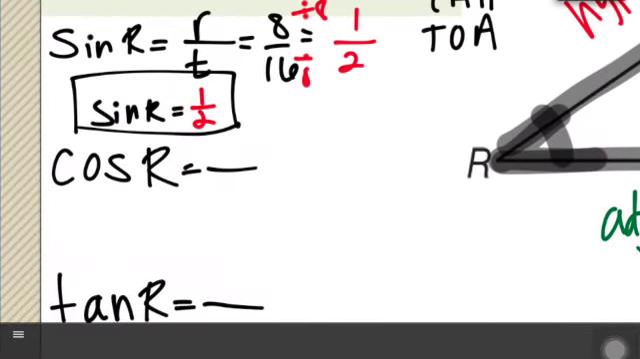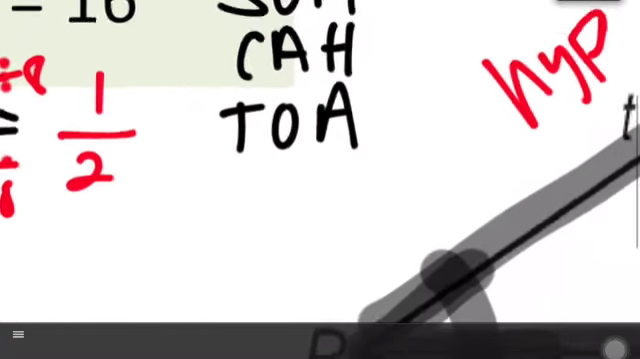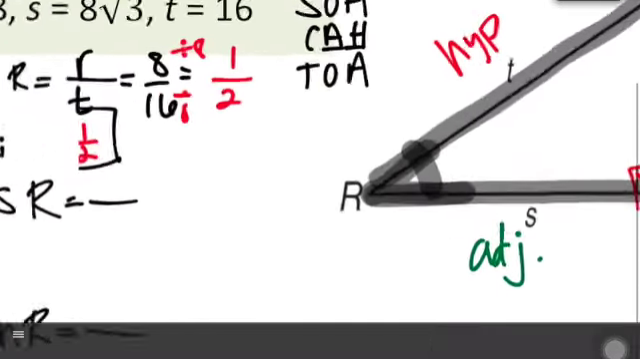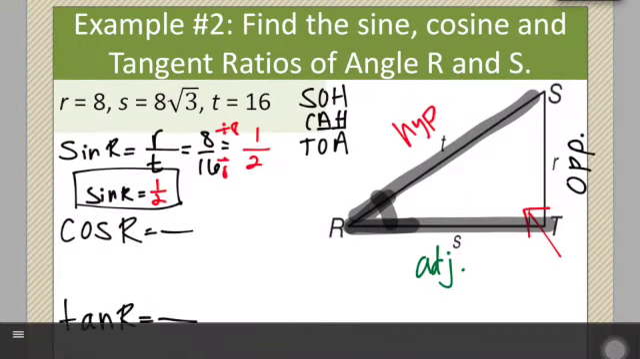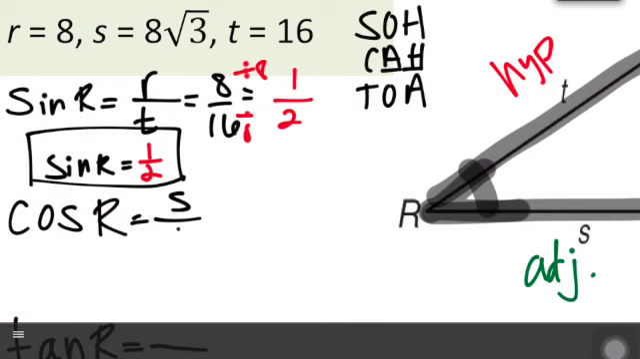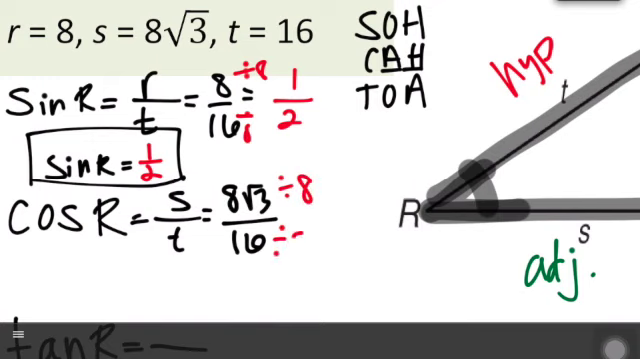The cosine of R is equal to the adjacent over the hypotenuse. So my adjacent side is S, and my hypotenuse is T. Let's replace those values. We know S is equal to 8 radical 3, and we know T is equal to 16. So I'm going to divide the top and the bottom by 8. The 8s are going to cancel out, and 16 divided by 8 is 2. So now I end up with radical 3 over 2.